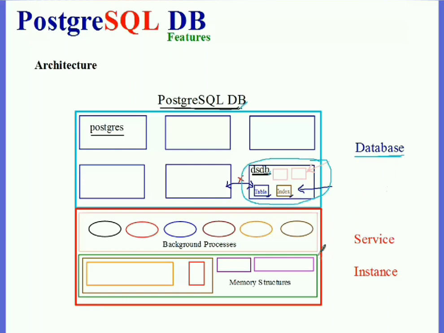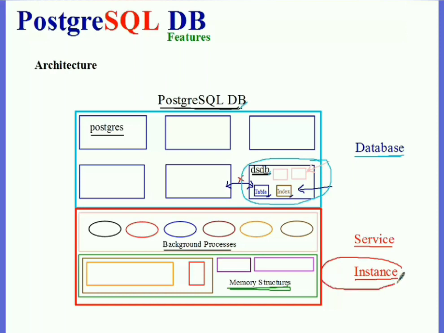And when it comes to the other part, service or instance, it will behave as both actually. So when we say service or instance, it's a combination of memory structures, because you know that the data stored in the database are physical files, so they will be processed only in memory structures. And we'll have background processes, where they do specific activities. So here is a combination actually. Generally we call it an instance.